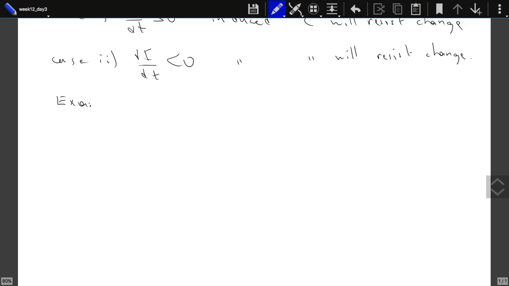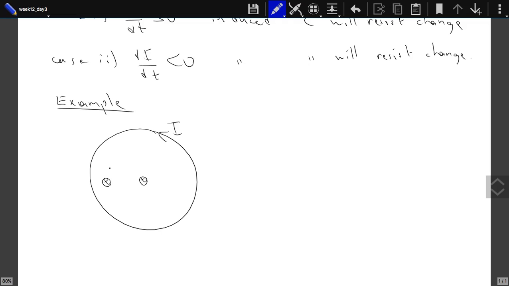Now let's go back to our example that we were discussing on Wednesday. If you remember that example, we had this solenoid which was carrying, let's say, a current in this direction. And so there's a uniform outward magnetic field, whose magnitude was, what's the magnitude of this magnetic field?